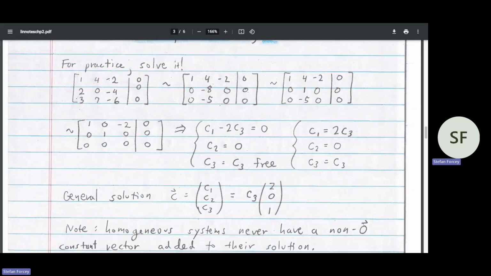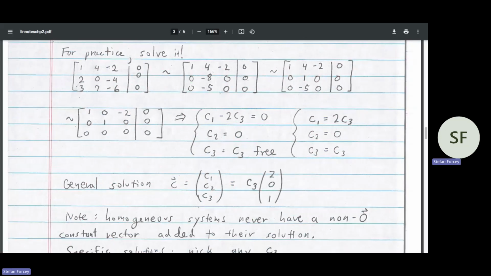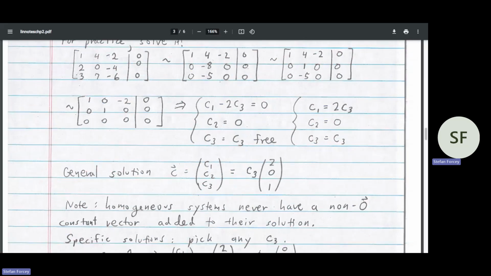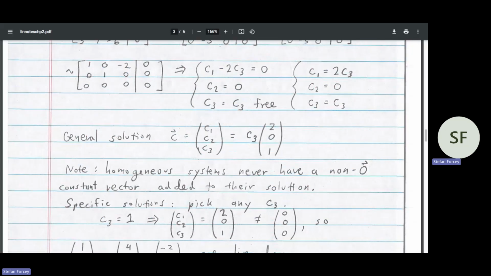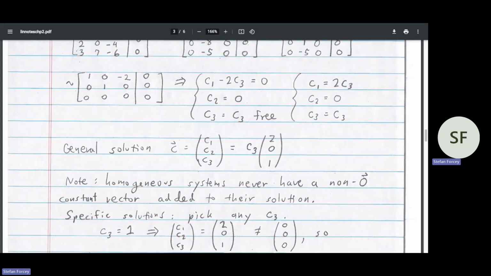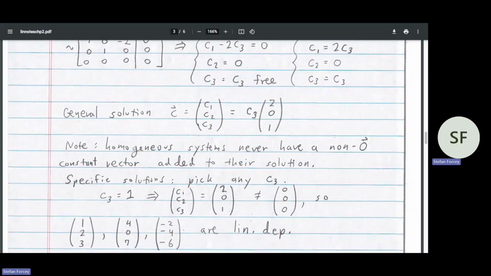Right, so that's homogeneous. They never have a non-zero constant vector added to their solution. They're always just purely a multiple of vectors possibly added together, a linear combination of vectors with constants. I can get a specific solution by picking any c3. So if I picked c3 equal to 1, I would just get 2, 0, 1. And that lets me know, first off, that there are non-zero answers to that problem. So those three vectors are linearly dependent. If you get non-zero answers, they're linearly dependent.